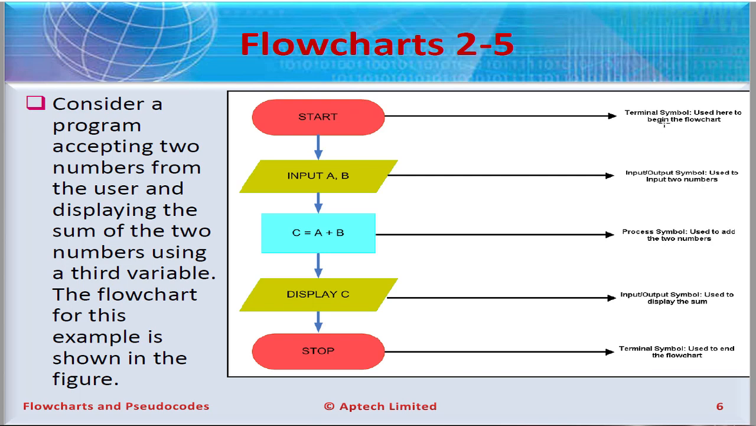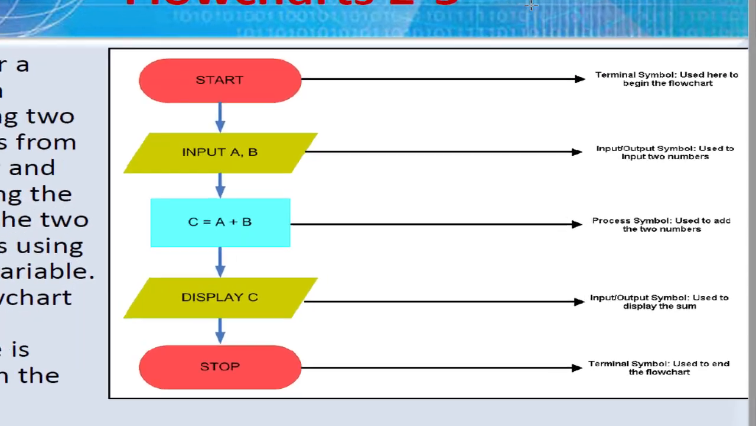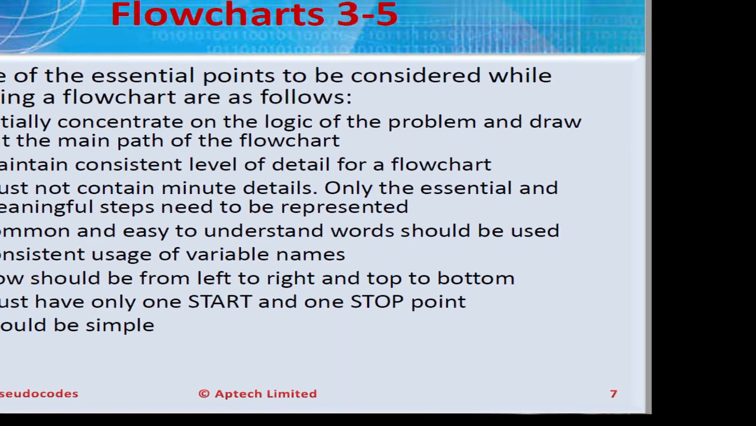Now you can see here we have the terminal symbol, which is used to show the beginning of the flowchart. We have an input-output symbol, which is used to accept the two numbers or get input. After that, we have the process symbol. This is used to add the two numbers. This is usually done by the processor. After that, we display or give feedback to the user. We are using an input-output symbol, which is used to display the sum. Here we have the terminal symbol, which is used to end the flowchart.